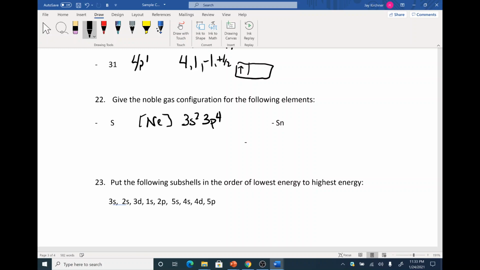Let's look at tin next. Tin, let me find it. There it is. It's in row 5. So I'm going to go to the end of row 4. End of row 4 is krypton. Now I'm going to start at the beginning of row 5. So that's 5s2, 4d10, and then tin I see is a 5p2 electron.